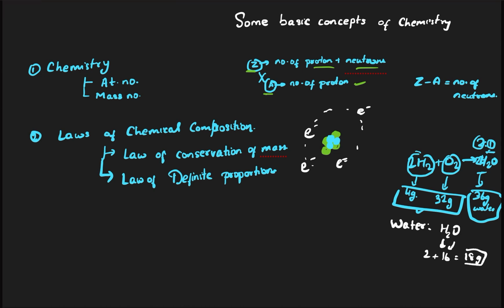Water is always going to be 18 gram wherever you see, and water has proportion 2 to 16 gram ratio, which is 1 to 8. 1 gram of hydrogen is always going to react with 8 gram of oxygen. So that is water, right? This is known as the law of definite proportion. Then we have the law of multiple proportion.